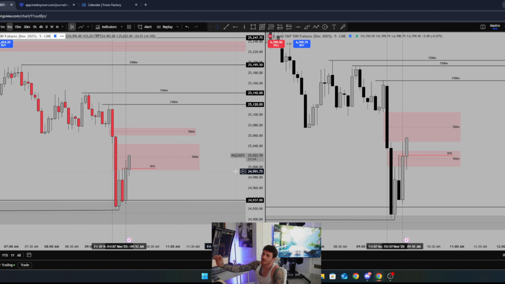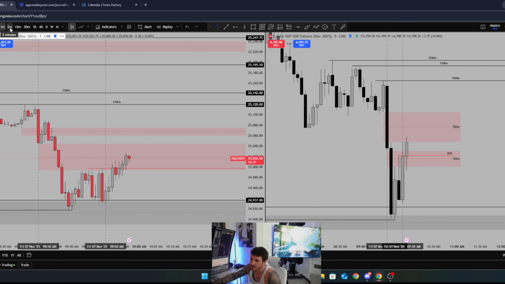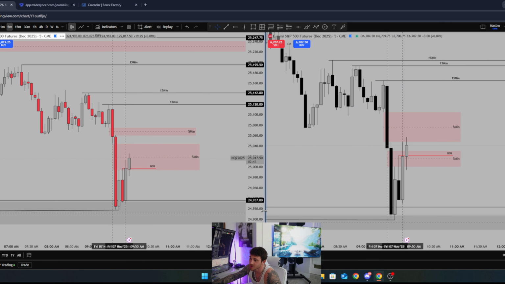So right now we have a 5-minute SMT. We swept out a 4-hour low. We came into a 4-hour bullish fair value gap. I want to see a 5-minute inverse. Again, it could go either direction right now. That's why I'd rather just sit on my hands and miss out, right?